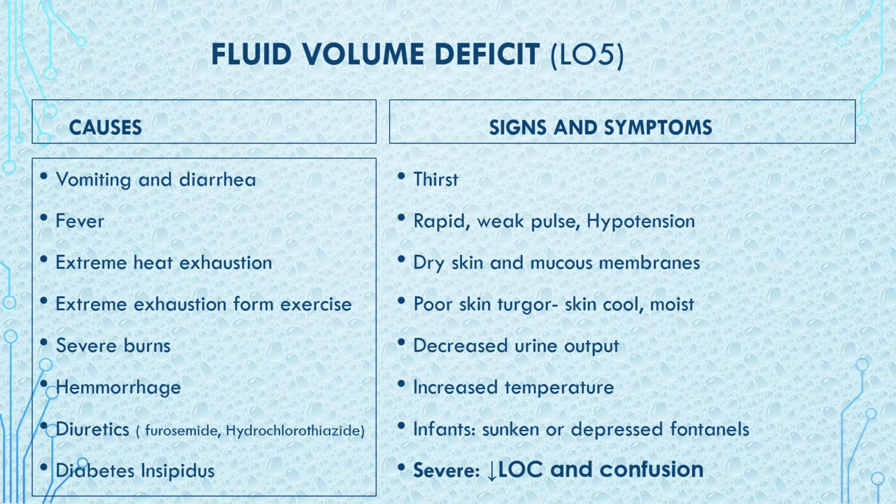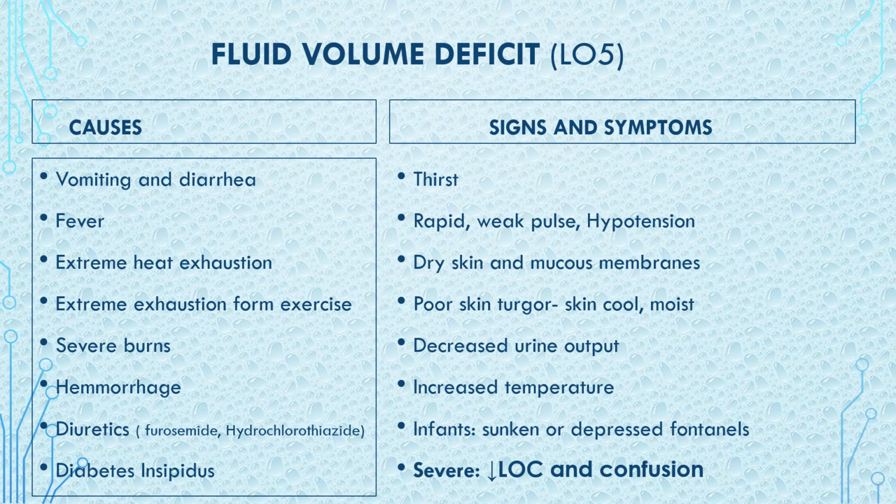So turgor is pretty much, if you pinch the skin in people and it stays like that, it's called tenting. That indicates there's no fluid, so they don't have that elasticity as a person that has more volume and fluid. The skin can be cool and moist. They have a decreased urine output, it becomes more concentrated, and increased temperature.